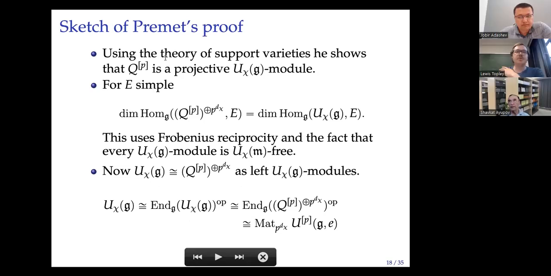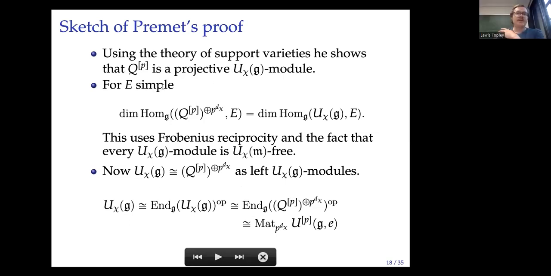Well, using the theory of support varieties, you can show that this restricted module is a projective UKG module for E simple. By the way, the projectivity, the real key here, and the reason that this definition of M works, is because M lies in degree less than 0, and the centralizer lies in degree greater than or equal to 0. That follows from the properties of the associated cocharacter. The fact that these two things don't intersect and that we're inducing up from M is what tells us that QP is projective.